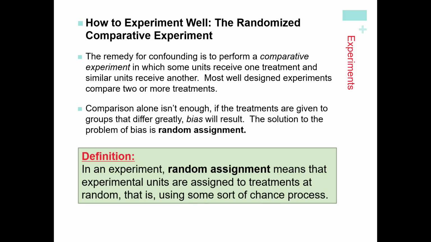In an experiment, random assignment means that experimental units or subjects are going to be assigned to treatments at random, that is, using some kind of chance process. The subjects are definitely not choosing the group that they get to be in. So the experimenter is doing that with some sort of random assignment.